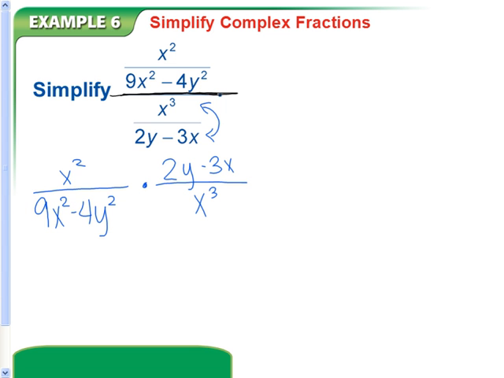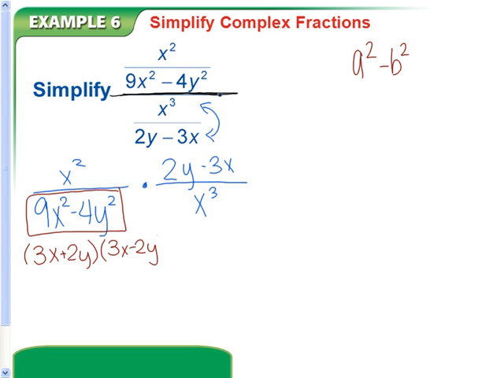Okay, so then we have to find if we can factor anything, and I do see that we can factor the denominator on the first fraction. Again, this is in the form of a squared minus b squared. This one's a little harder to see, but 9 is really 3 squared, and then it's x squared. 4 is 2 squared, and y is squared there. So we can rewrite this as 3x minus 2y, or I'm sorry, plus 2y, and then 3x minus 2y.